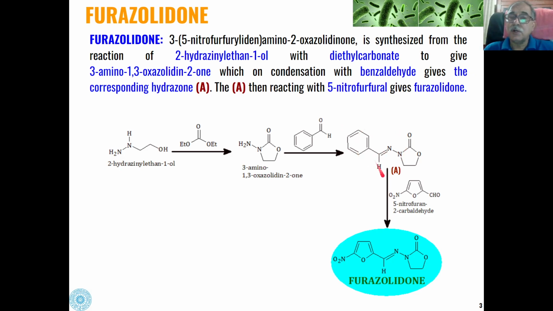Then this hydrazone reacts with 5-nitrofurfural. Basically, what happens is this aldehydic group will react with this nitrogen with the elimination of benzaldehyde from here. Basically, this is replacement of one carbonyl group with another carbonyl group. So this is how furazolidone, which belongs to the oxazolidinone group of antibacterial drugs, is synthesized.